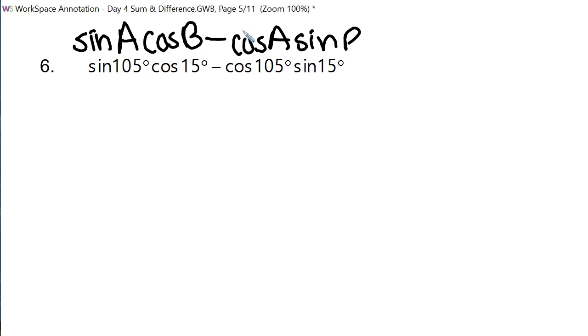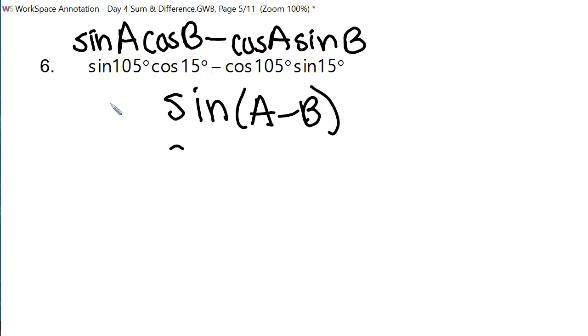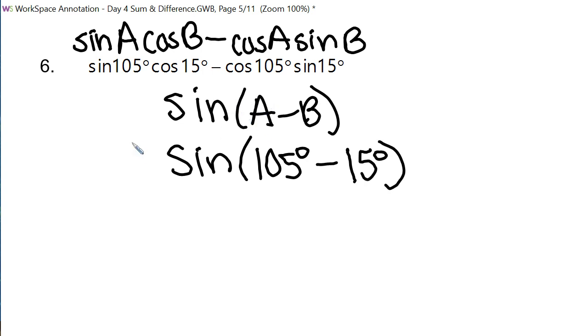Yes, this would be sine of A minus B. So that would be sine. Instead of A, what do I put? 105 degrees. And for B? 15 degrees. And when I subtract those, what do I get? 90 degrees. Does that simplify?